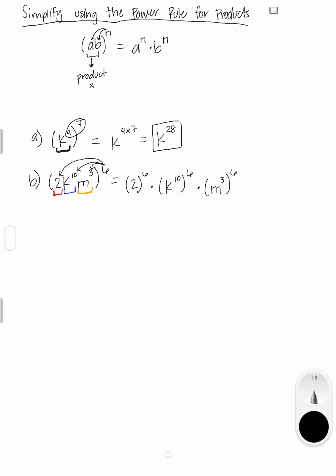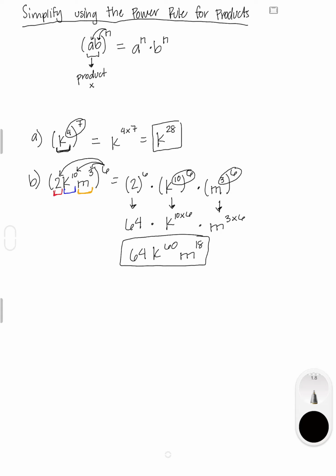So 2 to the 6th power is 64. Then k^10 and then to the 6 becomes 10 times 6. And then we have times m^3 times 6, right? So again, we're multiplying those exponents. So this becomes 64 k to the 60 m to the 18. And this is the simplified version of our example.